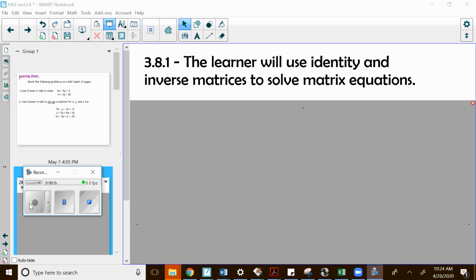I'm back with my recorder working, and I'm here today to teach you about inverse matrices and how to solve equations using inverse matrices. So when we taught you about determinants, it was kind of a prelude to having to solve equations using inverse matrices. This is going to be a little bit of a loaded section.